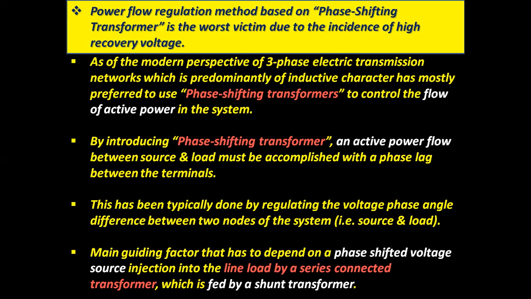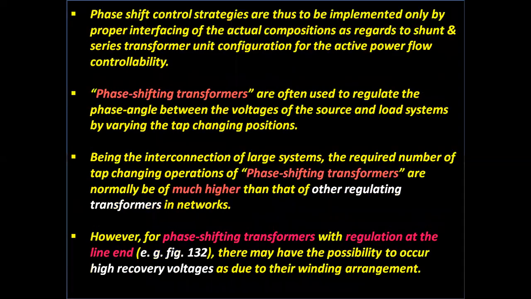The main guiding factor depends on a phase shifted voltage source injection into the line by a series connected transformer which is fed by a shunt transformer. Phase shift control strategies are thus to be implemented only by proper interfacing of the shunt and series transformer unit configuration for the active power flow control ability.